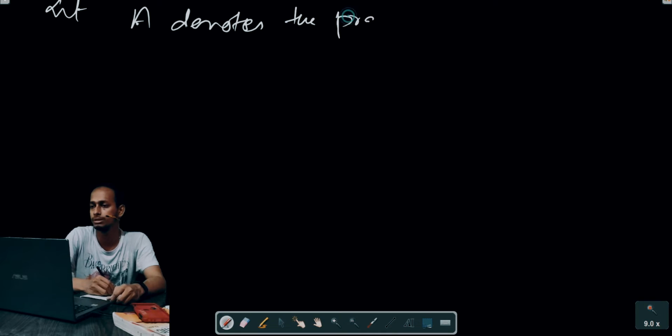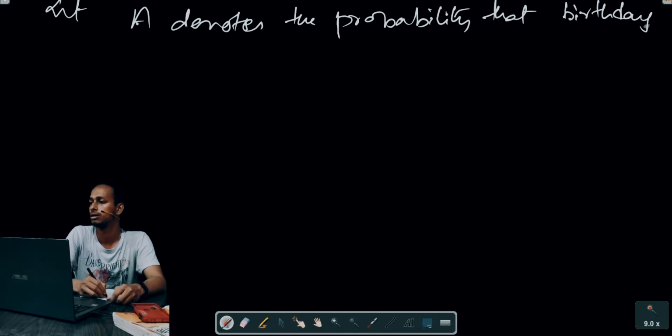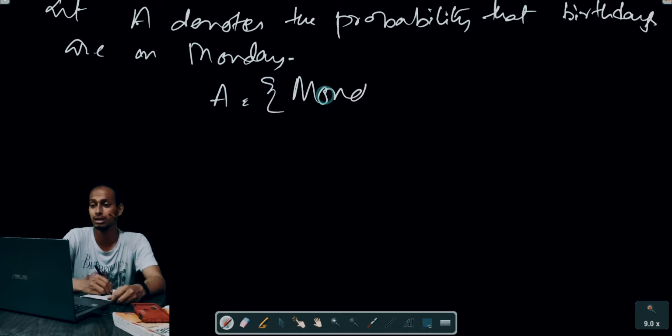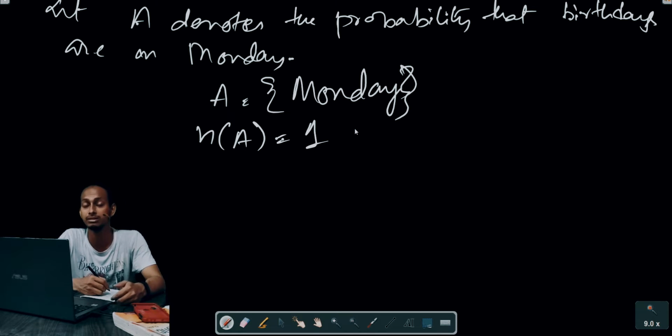Let A denote the event that the probability that birthdays are on Monday. In that case, the set A will only consist of Monday, right? So we can easily find that n of A will be equal to 1, because n denotes the number of elements or the size of a set, what we usually know as the cardinal number of a set.